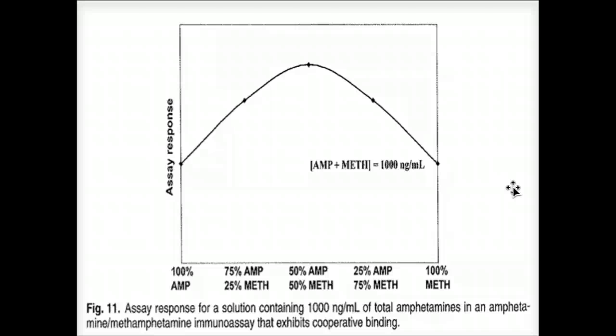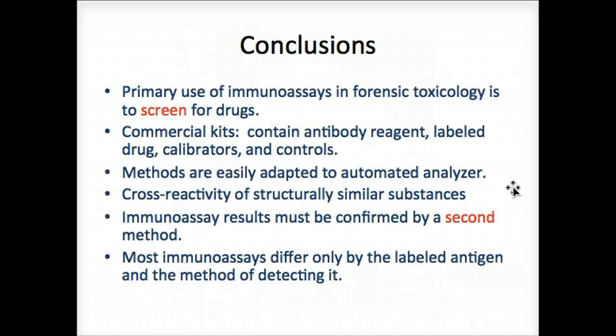And lastly, as we conclude this chapter on immunoassays, in conclusion, immunoassays in forensic toxicology are used primarily to screen biological samples for the presence of drugs and similar toxicants. Many commercial kits are available. Each kit contains an antibody reagent, labeled drug, calibrators, and controls. Kits are very sensitive. Most immunoassays differ by the labeled antigen used and the method of detecting it, as we went through the 6 major types.